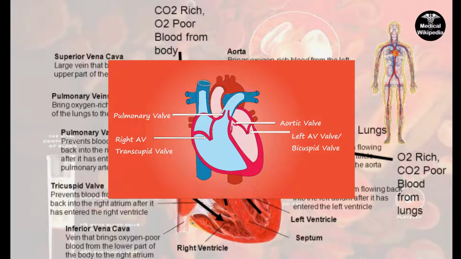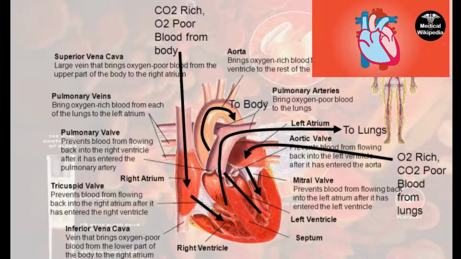Inferior vena cava. Vein that brings oxygen poor blood from the lower part of the body to the right atrium. Tricuspid valve. Prevents blood from flowing back into the right atrium after it has entered the right ventricle. Pulmonary valve. Prevents blood from flowing back into the right ventricle after it has entered the pulmonary artery.